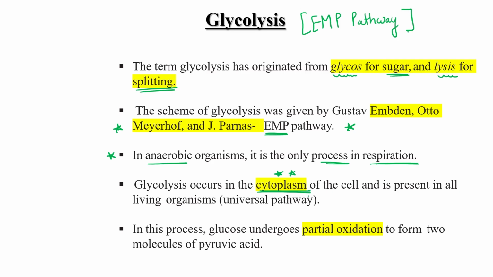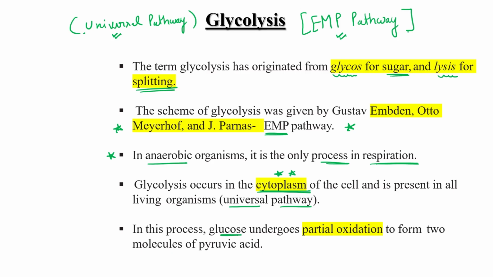And cytoplasm and cell membrane represent all types of cells, whether it is prokaryote, eukaryote, or whatever. And that's why we can use the term universal pathway for the same. So can I write down over here? Universal pathway. So glycolysis is also known as the EMP pathway. It is also known as the universal pathway because glycolysis occurs in the cytoplasm, and cytoplasm is present in all types of cells.